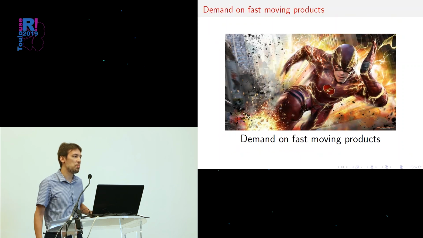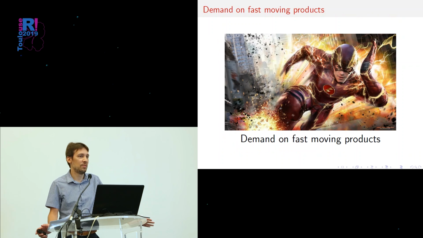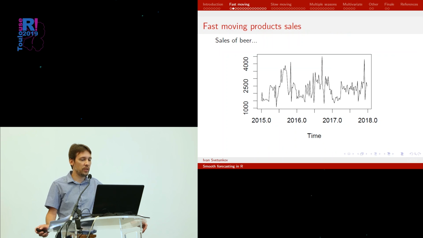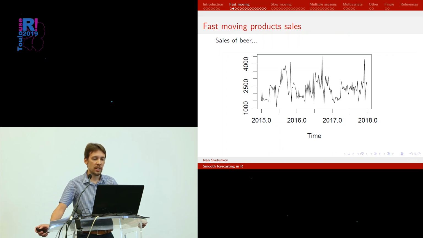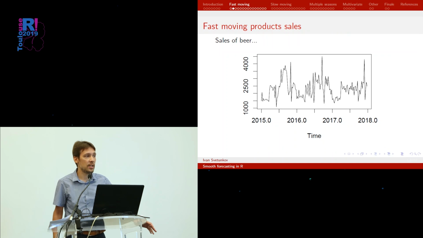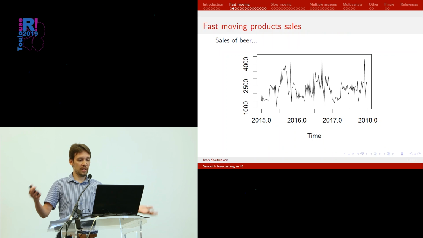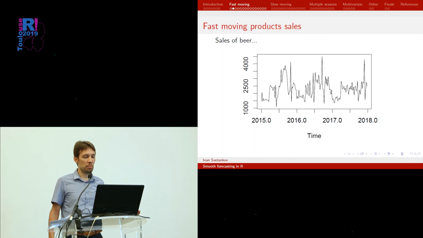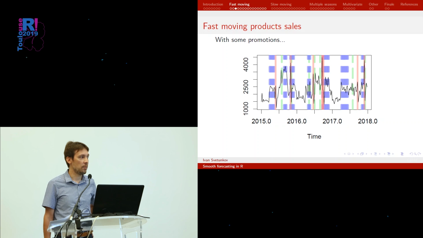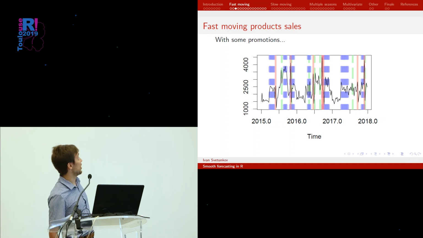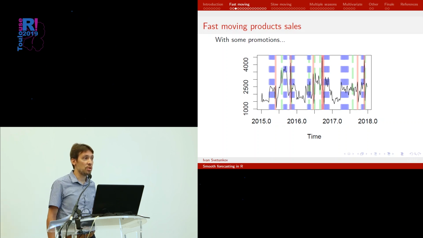Now, we start with fast-moving products. Fast-moving, those that we face every day. So an example of sales of, let's say, beer, weekly sales, and we have some series like that. It's quite difficult to predict. Even by looking at it, you see that there's probably a lot of things happening. Maybe there is some seasonality, but also we have some data from the company, and they say that there are promotions happening. So the blue line, or whatever it is, one type of promotion, the red one is another one, and green is the third one.